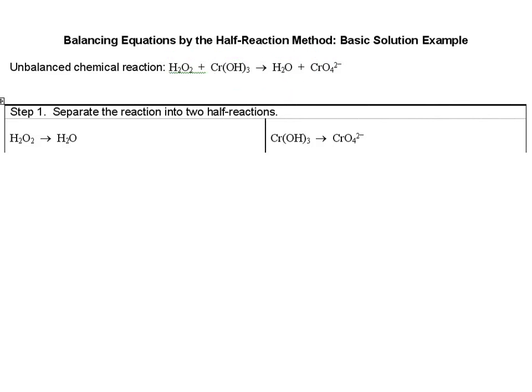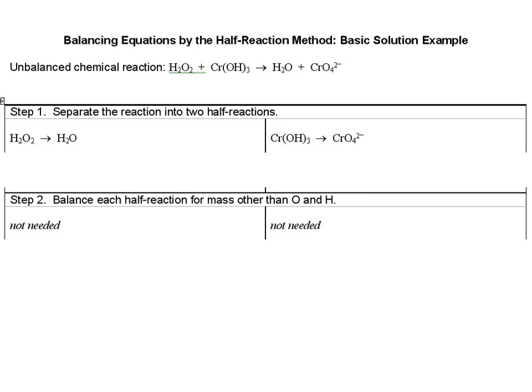So our two half reactions look like this. H2O2 going to form H2O, and again, it's the oxygen going from a -1 state to a -2 state. And here we have chromium going from a +3 to a +6. But you don't need to know that. You just need to identify what your pairs are. So then we said balance for everything except for hydrogen and oxygen, and that doesn't apply there, and actually, that doesn't apply here either. Does that make sense? There's nothing to fix except for hydrogen and oxygens.